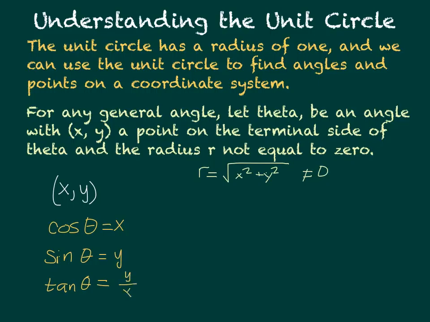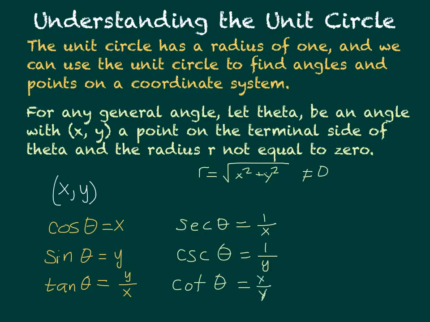And then we can find the opposites of all of these, which would be secant of theta, so that's the reciprocal of cosine, which would be 1 over x. Cosecant of theta, which is the reciprocal of sine, so that's 1 over y. And cotangent of theta, which is the reciprocal of tangent, so it would be x over y. So if we do that, then we can find all 6 trigonometric functions given a point on a unit circle.